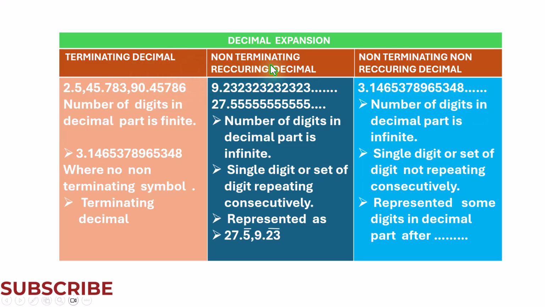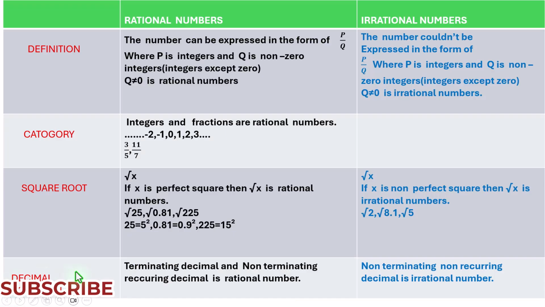Terminating decimals and non-terminating recurring decimals are rational numbers. Non-terminating non-recurring decimals are irrational numbers. So here ends the introduction of real numbers.